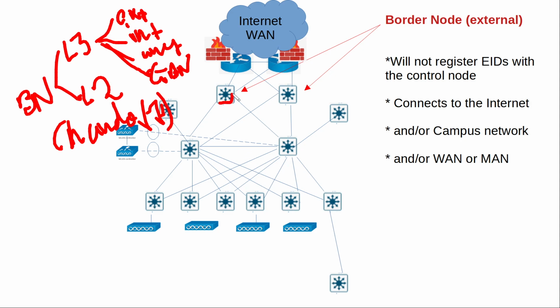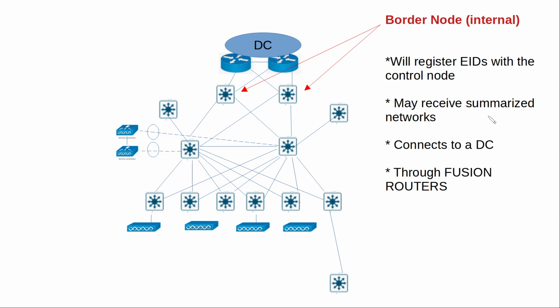When we are connecting our border nodes to external networks such as the internet, we are said to be using external border nodes. These external border nodes will not register any endpoint IDs at all. So remember, when your border nodes are connected to the internet, they are known to be external and they will not register endpoint IDs at all. We can also have our border nodes connected to internal networks such as a data center or a shared services block.